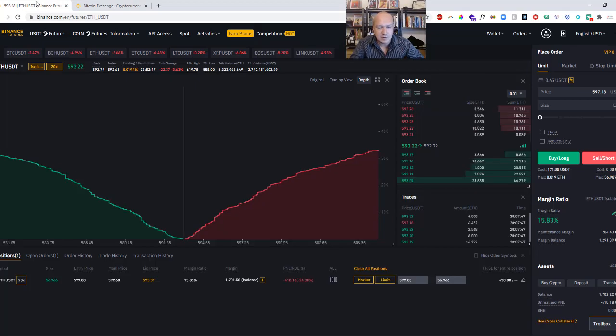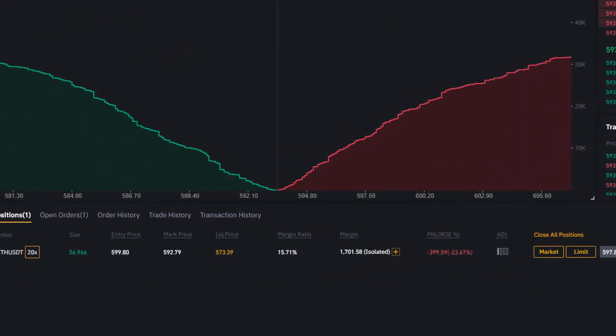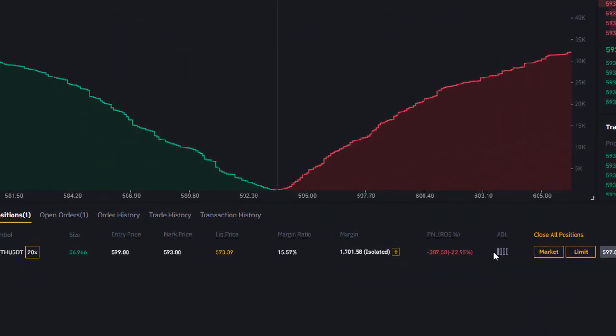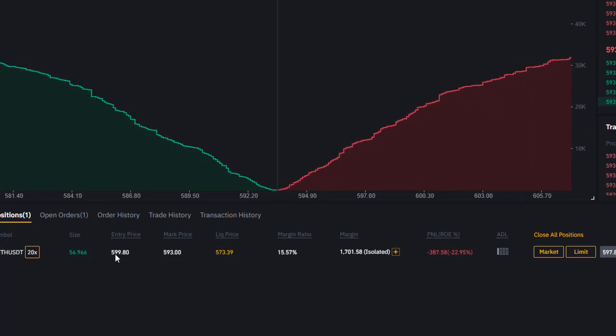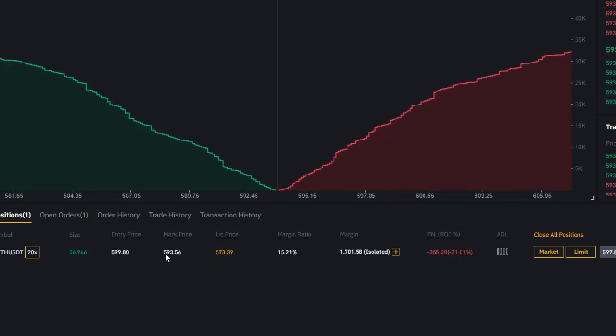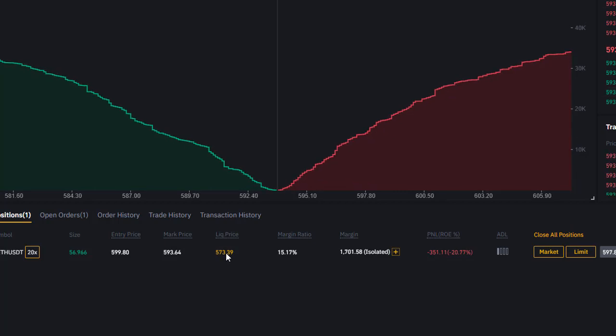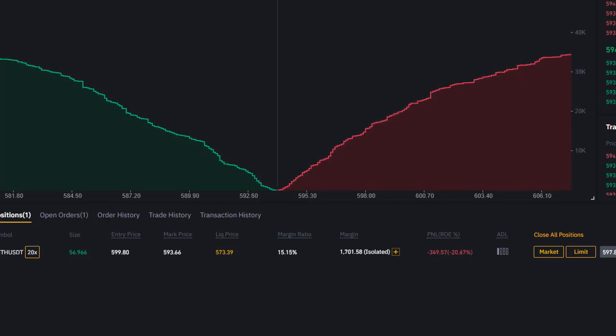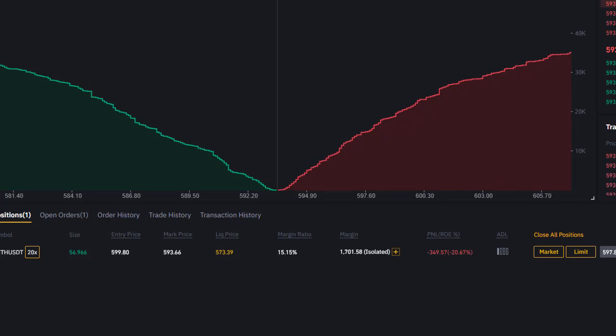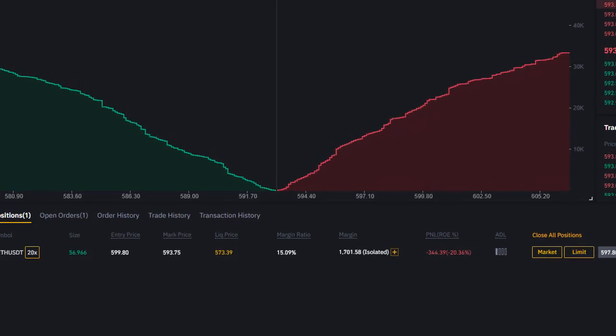So, let's look at the bad news. Here is my position at the moment, right? This is a position that I bought. You can see it has an entry price of $5.99. You can see the market price at the moment is $5.93, and my liquidation price is $5.73. So if it drops another $20, I lose my entire investment, which in this case was about 1,700 USDT, right? That would be shitty, but that's a high risk, right?